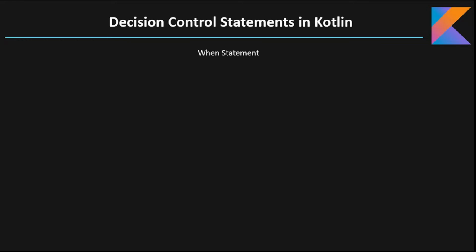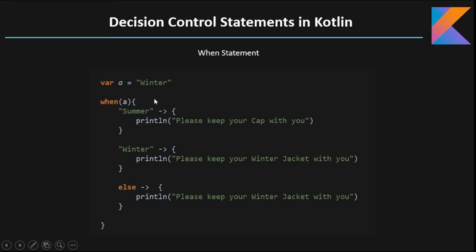In the Kotlin programming language, there is a decision control statement, which is the when statement. Now you can see here it is like this. With the help of this, you can do conditional checks with multiple conditions. Here I have created a variable with var and assigned winter. When in parenthesis you have to pass the variable, and then open and close curly braces. In the curly braces you have to pass the values that have to be the conditions.